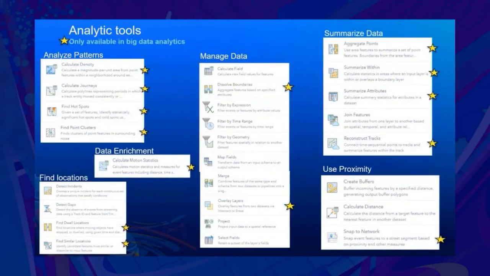Once a source has been configured, it's time to configure analysis using the available tools. ArcGIS Velocity groups tools into various categories, including analyzing patterns, enriching data, finding locations, managing your data, summarizing data, and using proximity. You'll also notice that big data analytics have more tools available than real-time analytics.